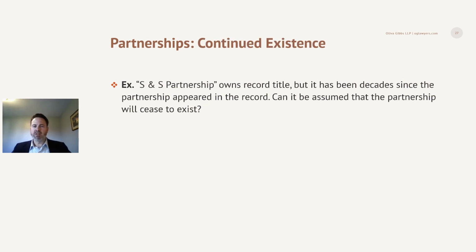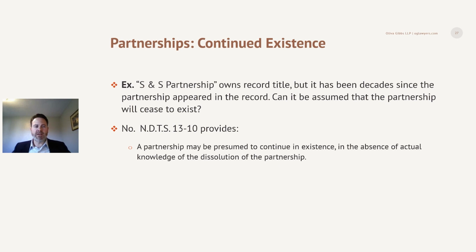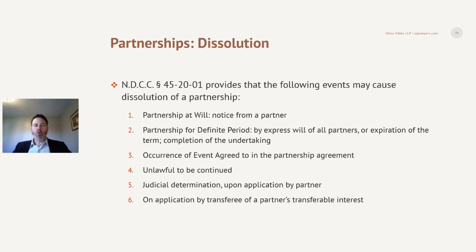So what about the continued existence of a partnership? So in this final partnership example, let's assume S&S partnership properly acquired record title, but has not appeared in the record since. So let's say several decades have passed. In that case, can or should it be assumed that this partnership no longer exists? Despite the great length of time, no. Unless we have actual knowledge that the partnership has dissolved, the default assumption should be that the partnership continues to exist.